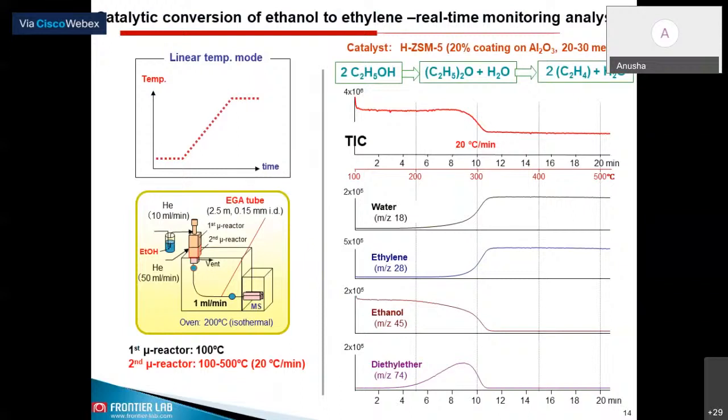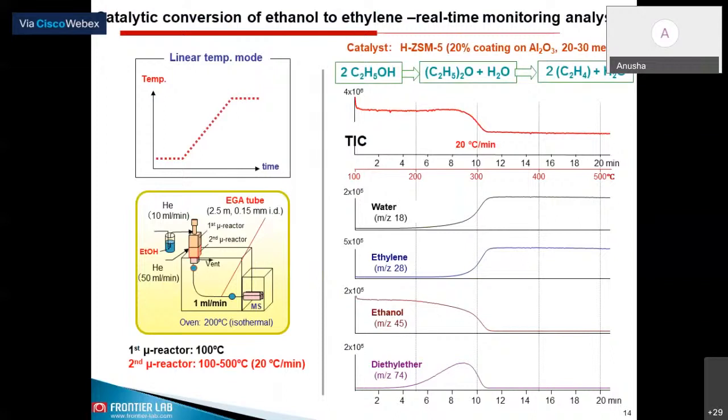You can see in the right side part what the scale represents. It's nothing but the TIC, so the extracted ion chromatograms of water, ethylene, ethanol, and also diethyl ether. The y-axis tells the intensity, and the x-axis tells the second reactor temperature. So you can see at what reactor temperature, what compound eluted at what intensity. The TIC, as you can see here, doesn't provide much detailed information. It just looks like the normal EICs.